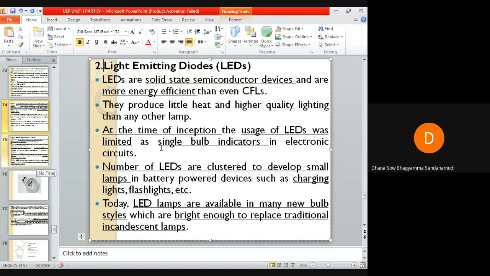Okay, whatever we have discussed about the compact fluorescent lamps, we compared with respect to the incandescent lamp. So when compared to incandescent lamp, compact fluorescent lamps are much more efficient. But when you compare compact fluorescent lamp with the light emitting diode lamps, light emitting diode lamps are more efficient. These light emitting diodes produce little heat and higher quality lighting than any other lamp.